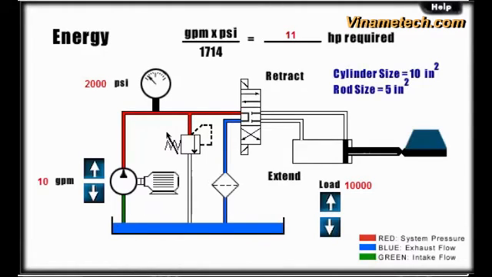This learning lab will demonstrate the effect of flow and pressure requirements on theoretical input horsepower required. Clicking on the arrows labeled GPM will increase or decrease the pump flow output, while clicking on the arrows labeled load will increase or decrease the load on the cylinder. Clicking on the extend or retract will shift the valve and operate the circuit. Observe the changes in horsepower requirements.